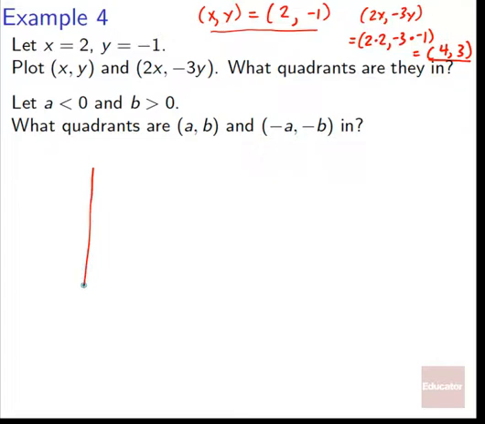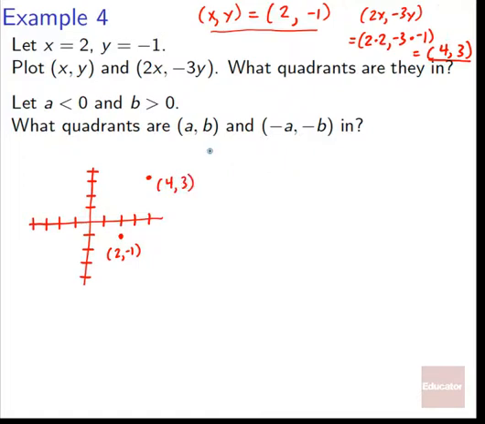We draw our coordinate axes, and put on a scale so we have places to plot. We go over 2, down 1 to -1, and there is 2, -1. We go over 4, 1, 2, 3, 4, up 3, 1, 2, 3, and there is 4, 3.